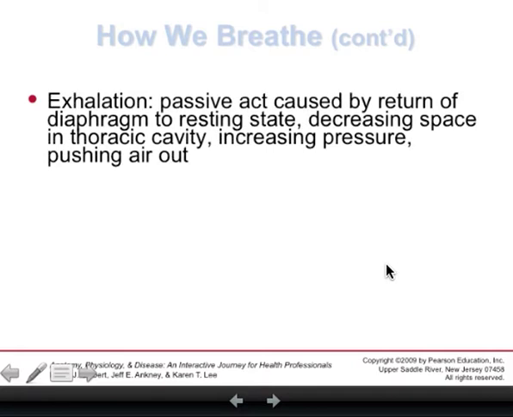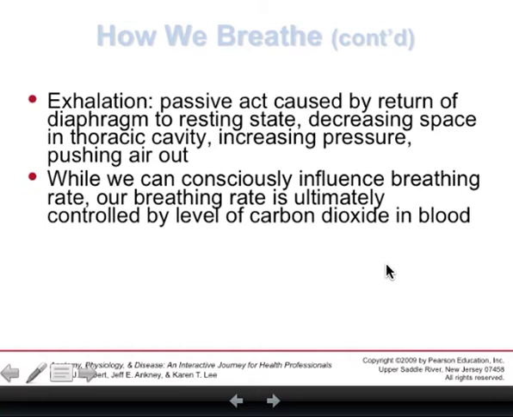Okay, so exhalation is essentially a reverse of the processes that we associate with inhalation. It's a passive act caused by the return of the diaphragm to its resting state. So remember, when the diaphragm rests, it assumes a dome-like position, and what that does for the thoracic cavity is reduce its volume. This decreases the space in the thoracic cavity. It increases the pressure above atmospheric, and if your nose and mouth are open, the air will exit out of the nose and the mouth.